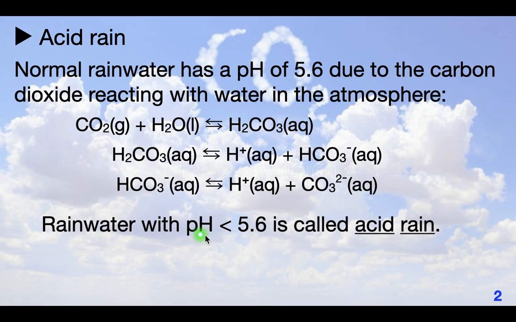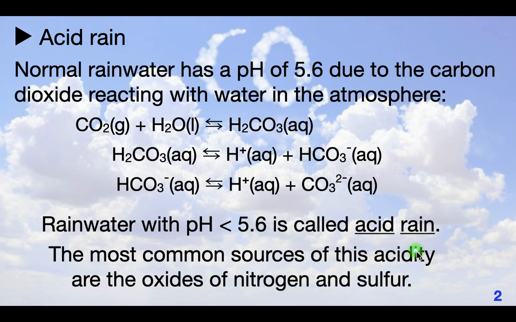Rainwater with a pH less than 5.6 is called acid rain. The most common sources of this acidity are the oxides of nitrogen and sulfur, which will be our main focus. So again, please understand, the carbon dioxide in the atmosphere does not cause acid rain to form. Acid rain forms due to further pollutants, specifically oxides of nitrogen and sulfur.